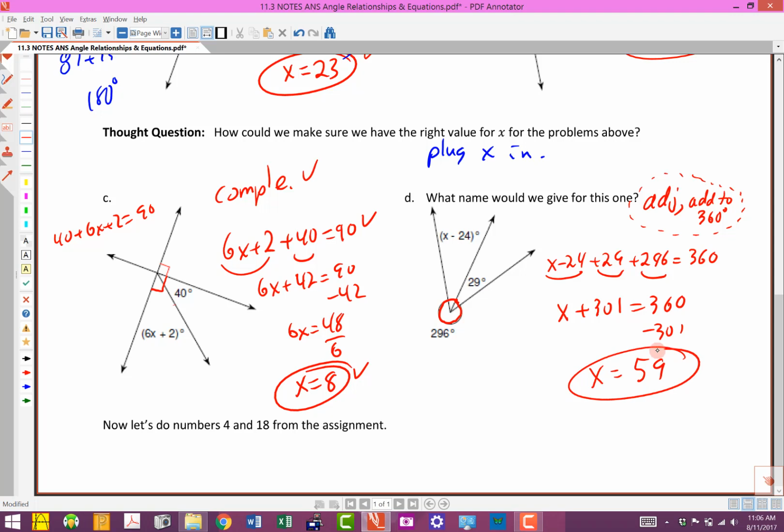Okay, so there's our most specific name along with a description for adjacent. In this particular one, it adds up to 360 degrees. There's our equation, and then there's our answer there. Now let's take a quick look at two problems from the assignment. We're going to take a quick look at problem number 4 and number 18.